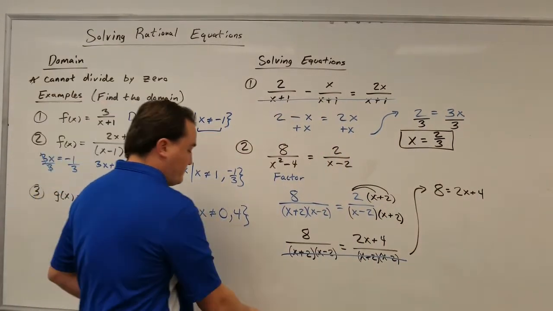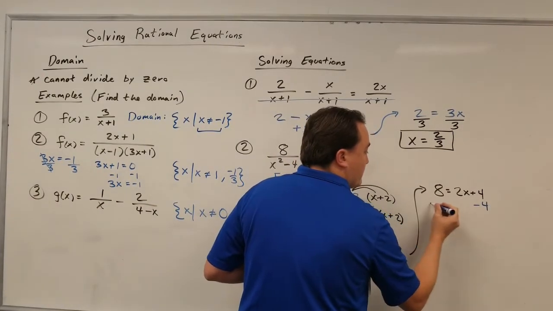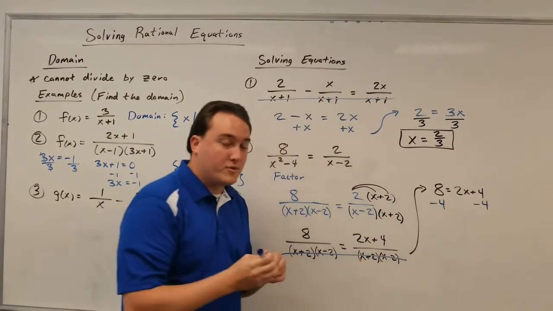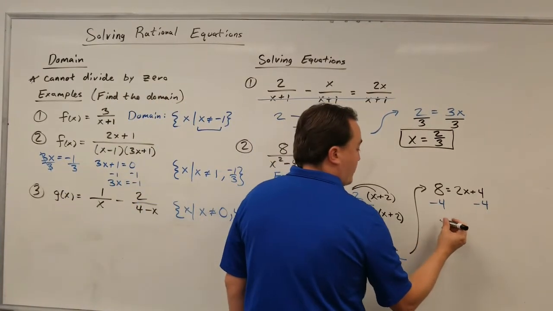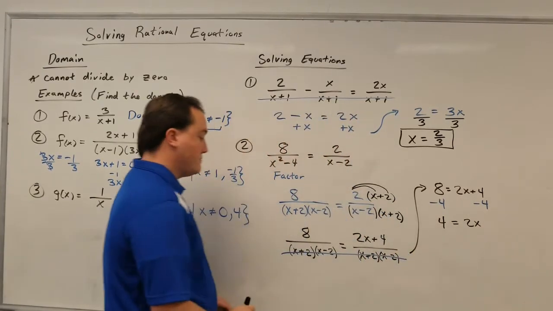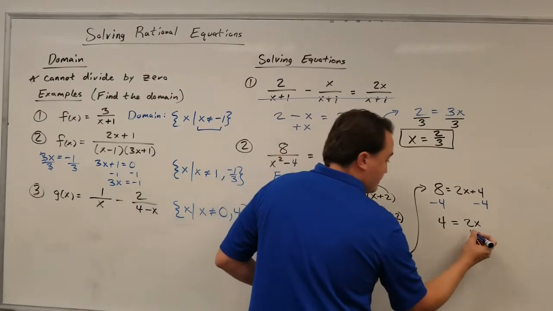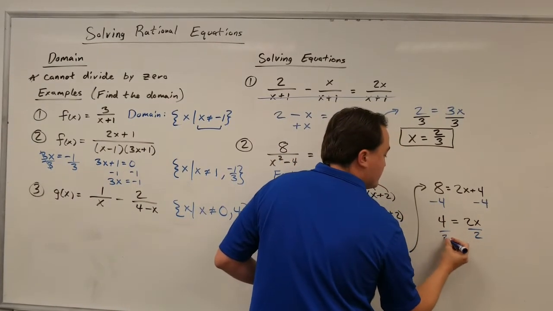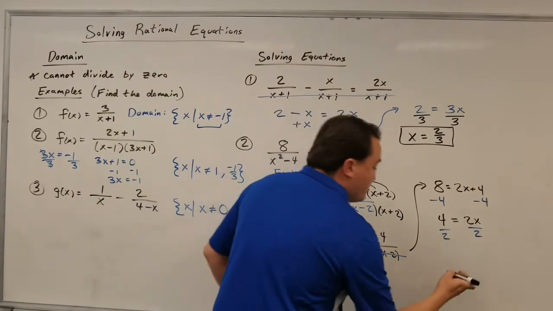So, minus 4 to get our regular numbers together. We have 4 equals 2x. Then divide by 2, and get our answer of 2.